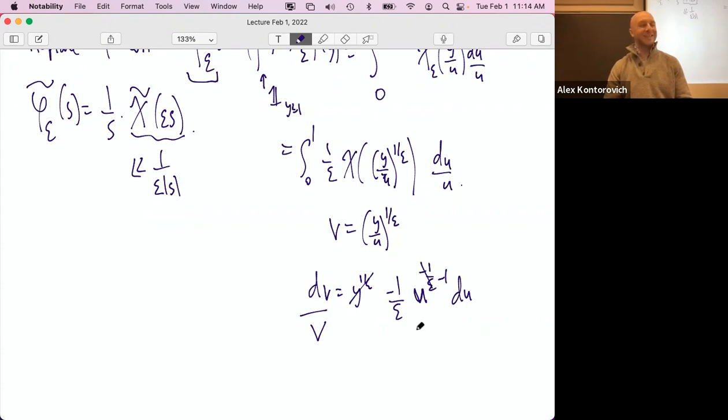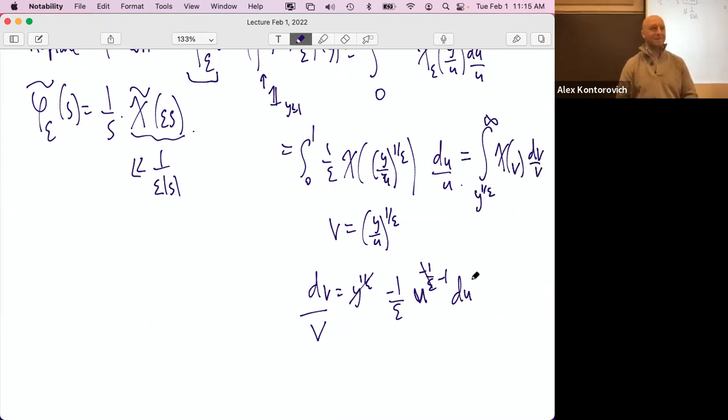And then your change of variables are pretty insane. Yep. So when u is 0, y is a positive number. When u is 0, I get infinity. And that minus sign lets me put that infinity up here. And when u is 1, I get y to the 1 over epsilon. And then chi of v dv over v. Okay, so far, so good?